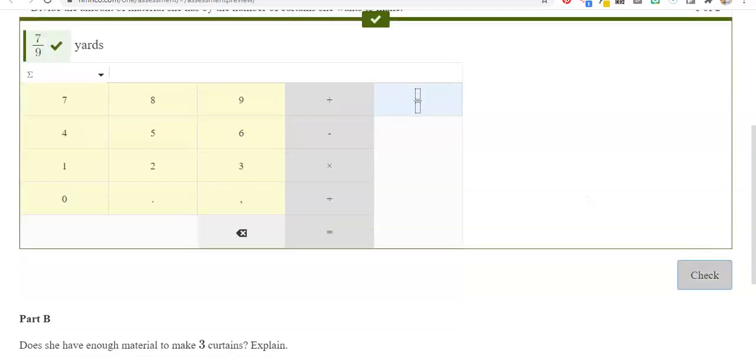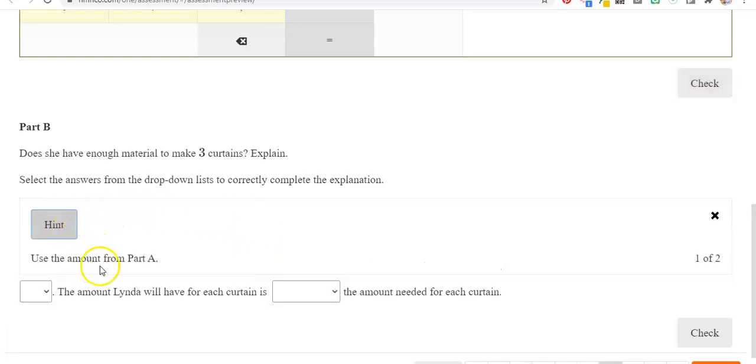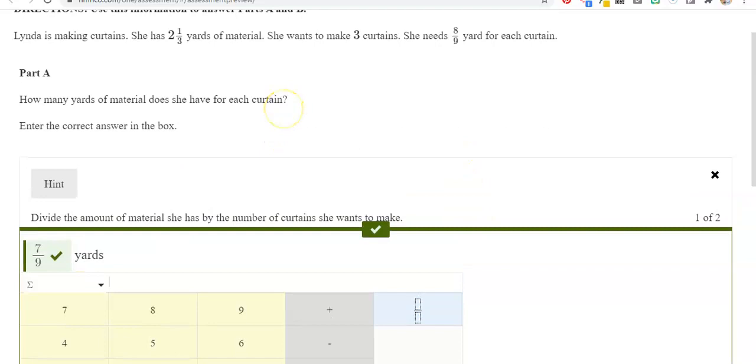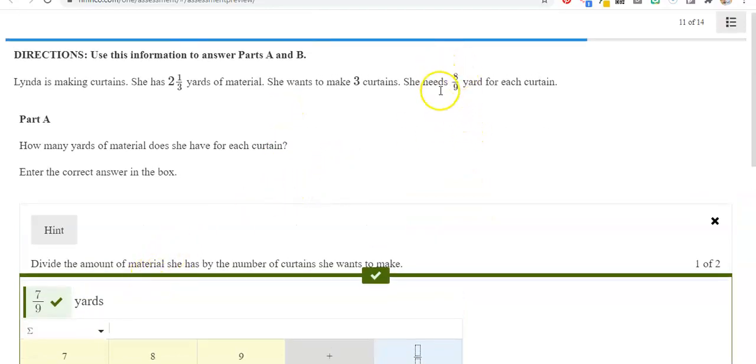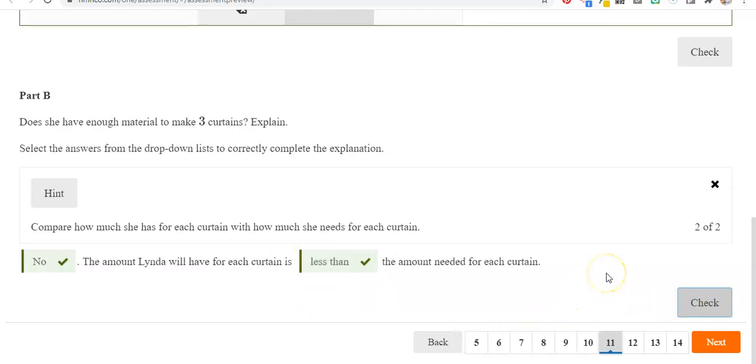We're going to check it. There we go. Does she have enough material to make 3 curtains? So our hint, use the amount from part A. Compare how much she has. If she has 7/9, we need 8/9. So she does not. So no, the amount Linda will have for each curtain is less than the amount needed, because she only has 7/9 and she'll need 8/9. So that is not enough.